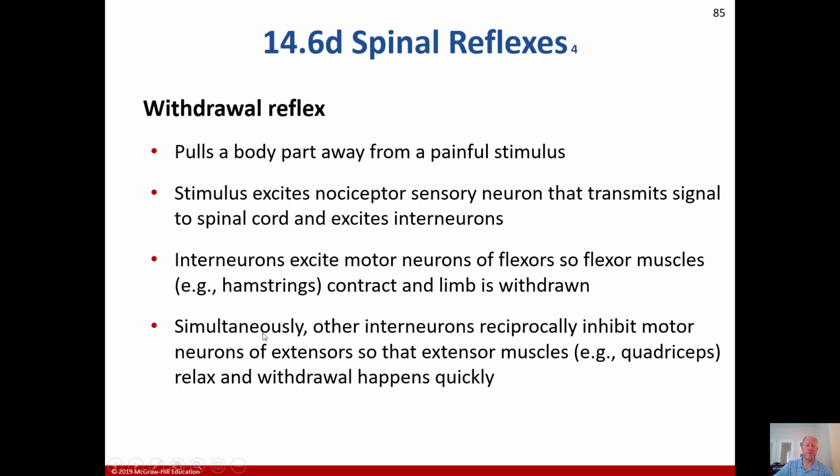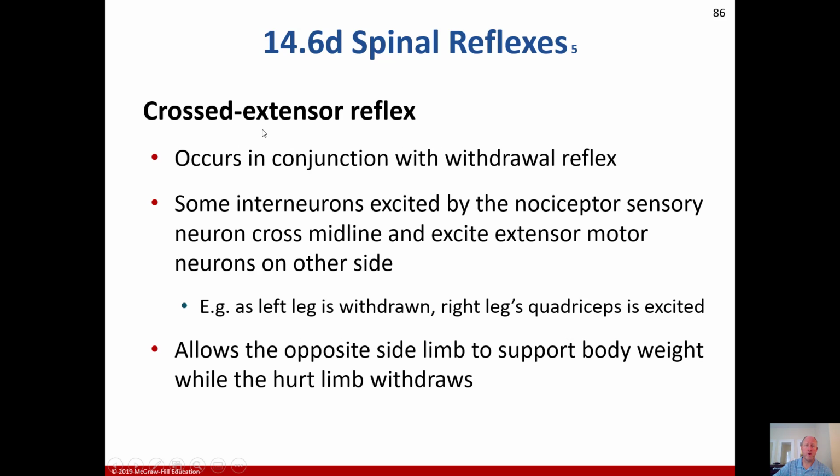And then simultaneously, other interneurons reciprocally inhibit motor neurons of extensors, so the extensor muscles like the quadriceps relax and withdrawal happens quickly. A cross-extensor reflex occurs in conjunction with the withdrawal reflex. Some interneurons are excited by the nociceptor sensory neuron crossing the midline and excite that extensor motor neuron on the other side, like the left leg is withdrawn, the right leg's quadriceps are excited. It allows the opposite side limb to support body weight while the hurt limb withdraws.